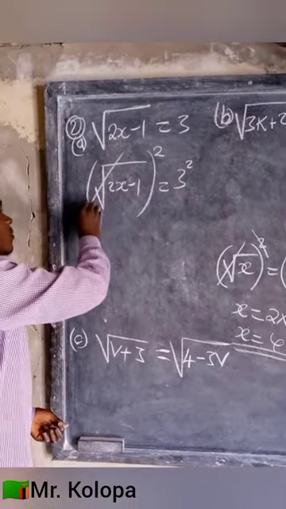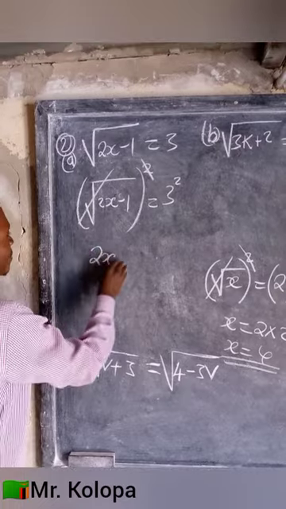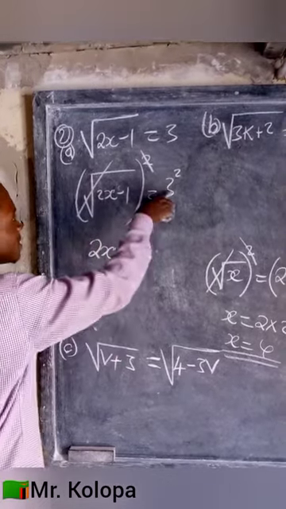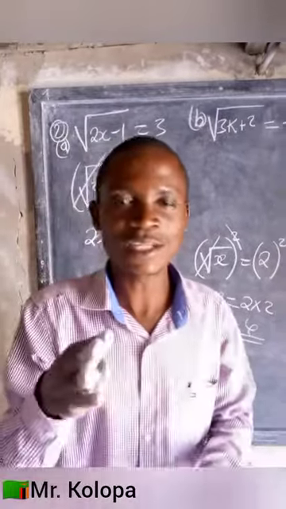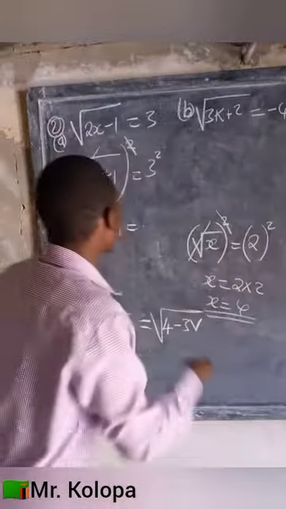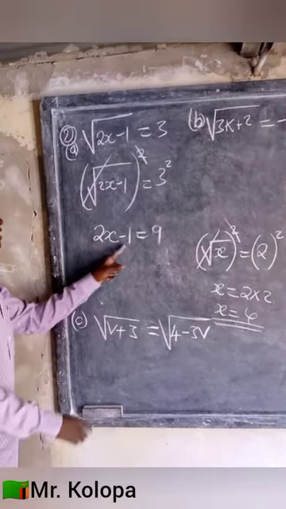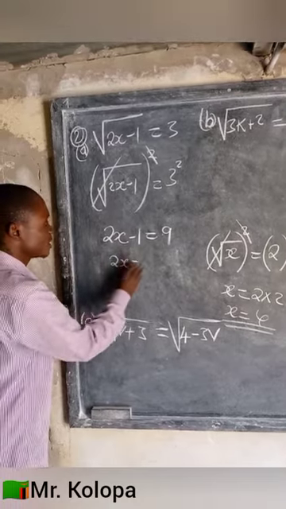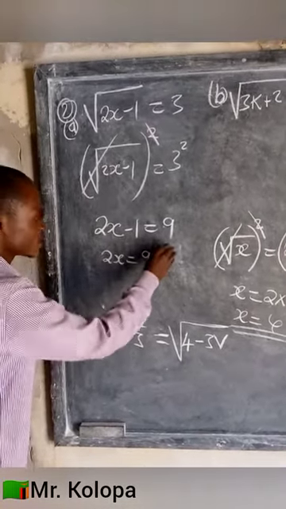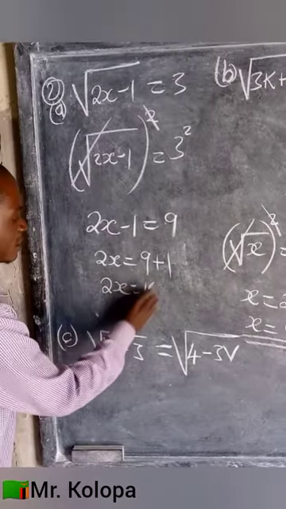So this square root and this square, they are enemies. I'm going to have x minus 1 equals 3 to the power 2. What's the answer? 3 to the power 2, 3 squared. Quickly. Yeah, very good. That is 9. So this is now the linear equation. You just have to collect the like terms. So I'm going to have 2x is equal to 9 plus 1, which is 2x is equal to 10.